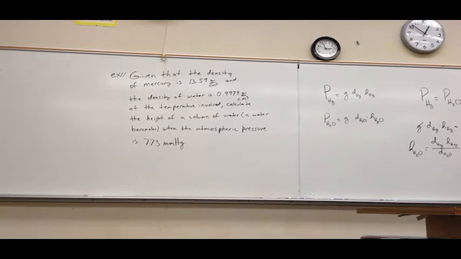We know everything in here, right? I gave you the densities of both of the liquids. What's the height of the mercury column? 773 millimeters, right? Because the pressure is 773 millimeters of mercury, that means the height of that column of mercury is 773 millimeters. Right? Yes, good.